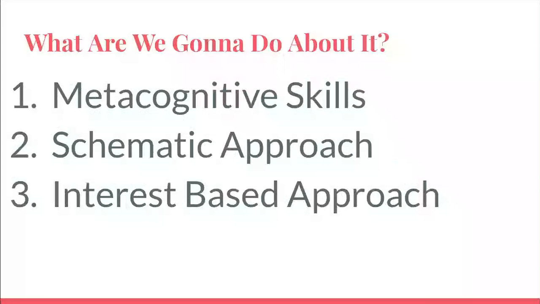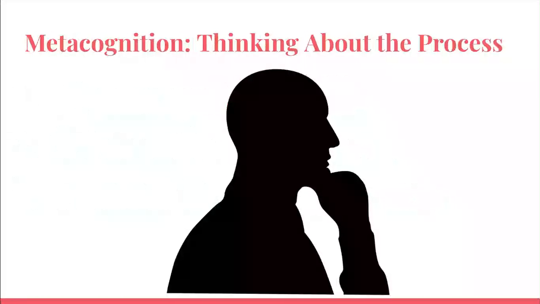So what are we going to do about it? Well, we can teach our students metacognitive skills. We can use the schematic approach to help them better understand word problems, and we can use the interest-based approach. So as we go, I'm going to talk about each one of these skills. The first being metacognitive. This is thinking about the process. This has our students be more flexible problem solvers because they're not tied down to one single system, but rather they're able to think about the problem and think about what they know.